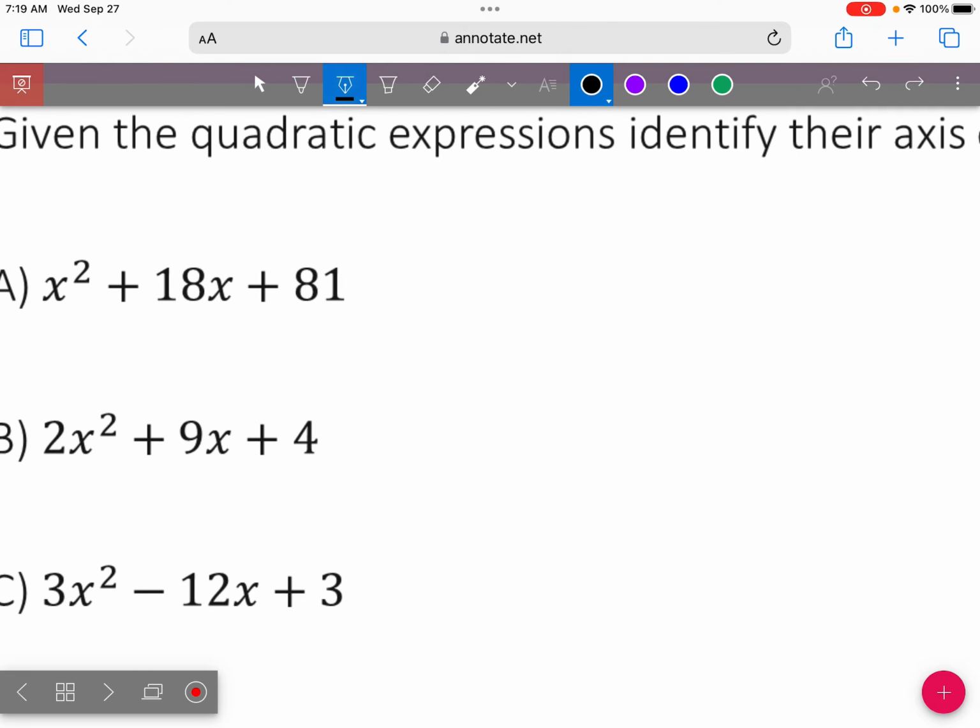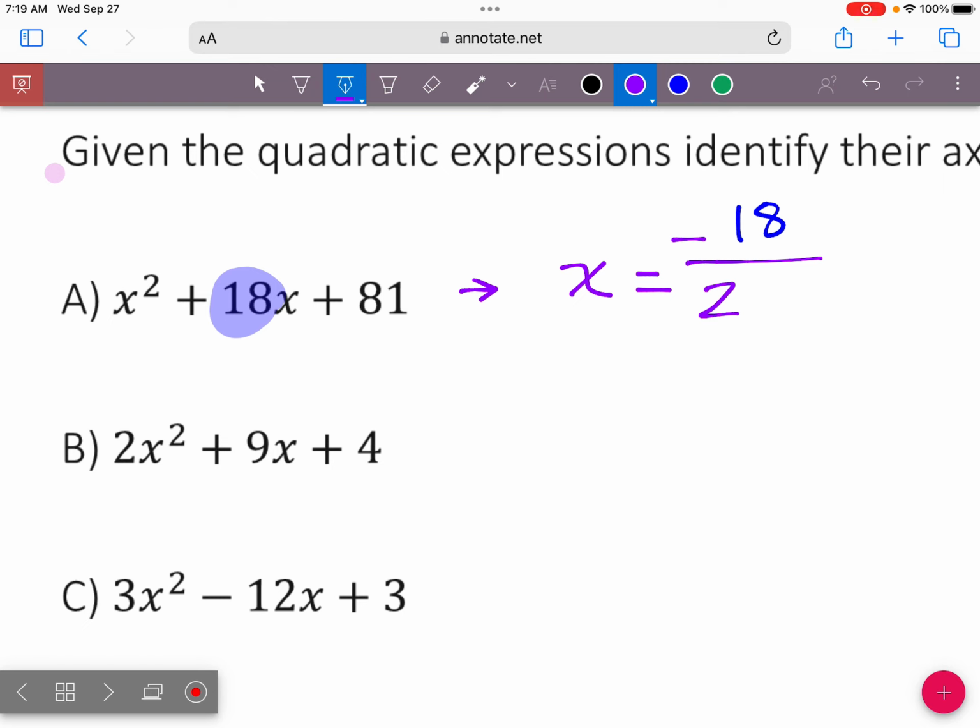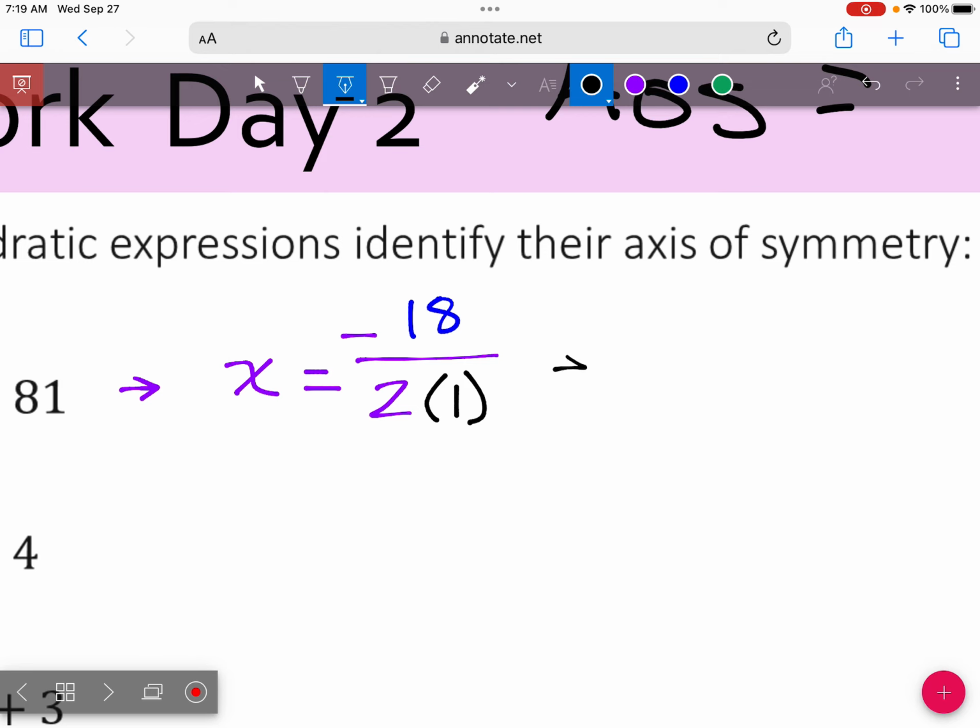So for a here, our x is the opposite of our b. B is right here. So it's 18 over 2 times the a, which is the number in front of the x squared. So right here, there's an invisible 1. So then we're going to simplify this. X is negative 18 over 2 gives us negative 9. That is our axis of symmetry.